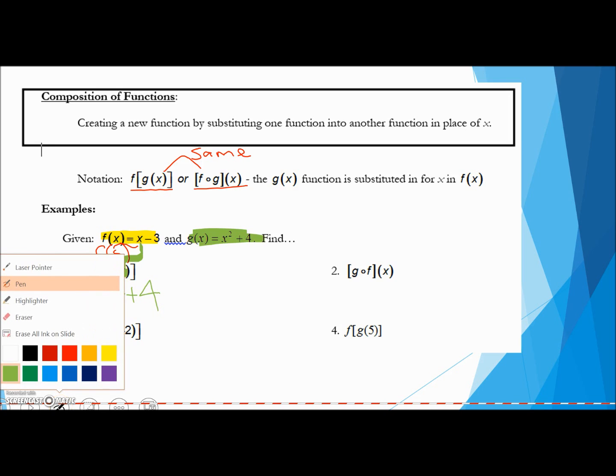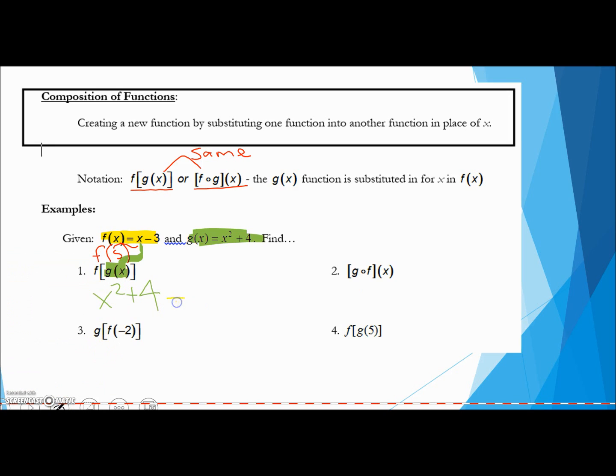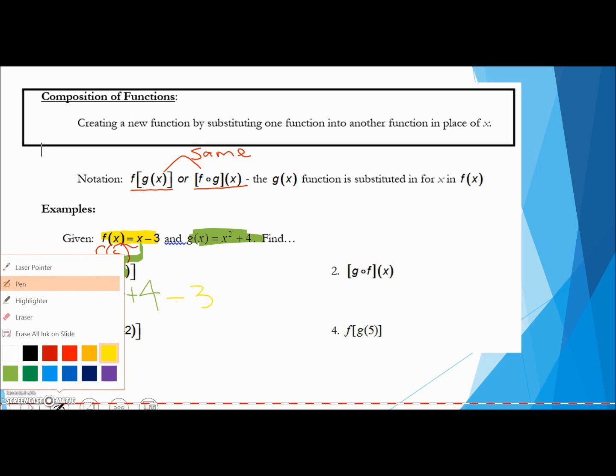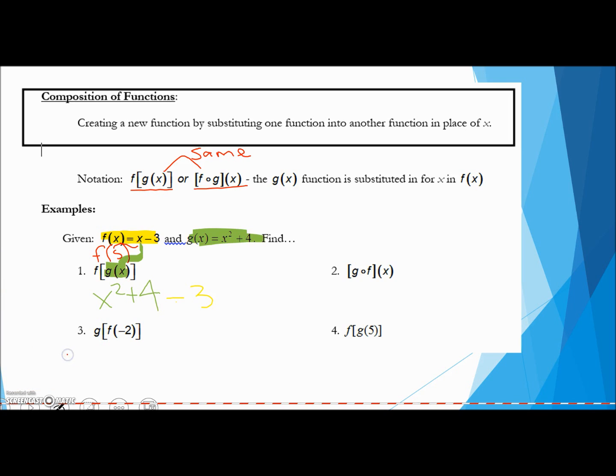And then I cannot forget about that minus 3 out back. Okay, so where the green is where the x used to be in f of x. And now I can just simplify it by combining the 4 and the 3. So x squared, 4 minus 3 is 1. So my final answer is x squared plus 1.